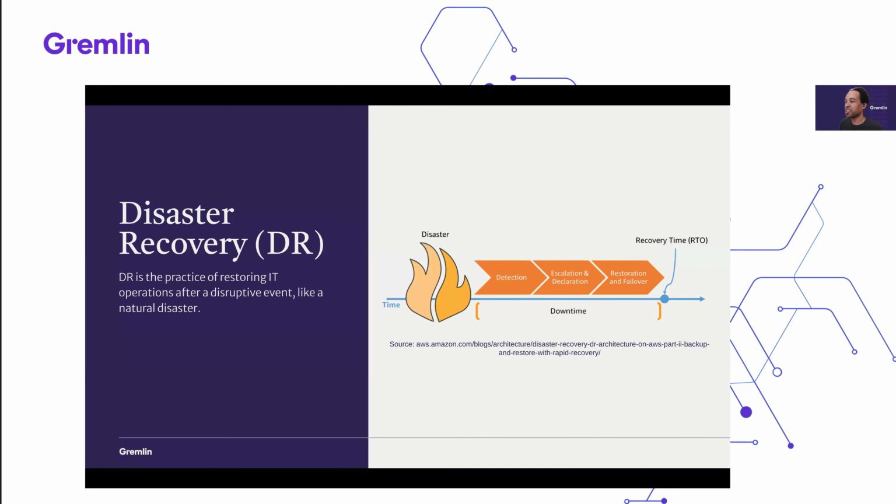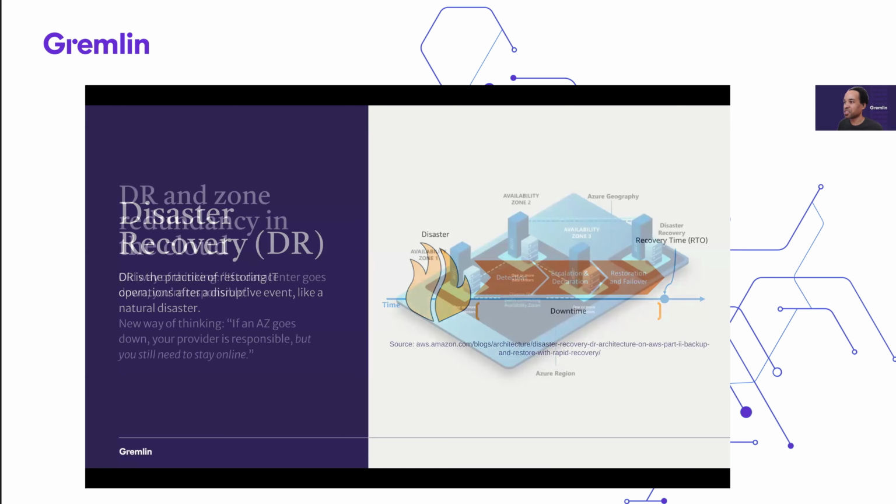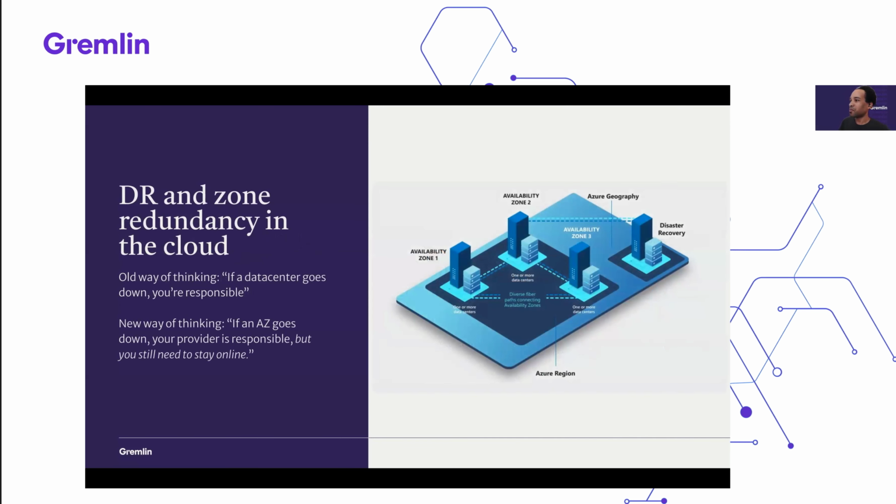So why am I talking about zone redundancy and disaster recovery and all the stuff that goes into it? Well, these are all old topics. They're not anything new, but they went through massive shifts when cloud computing became more popular. It used to be that if a data center went down, it was your responsibility to get it up and running again. Now, if a data center goes down, it's your cloud provider's responsibility.